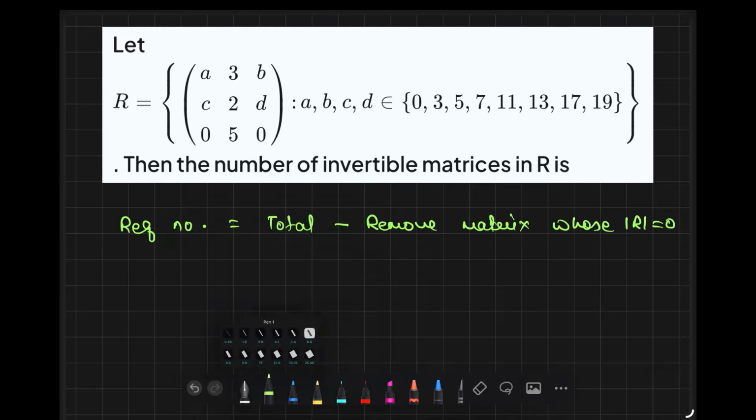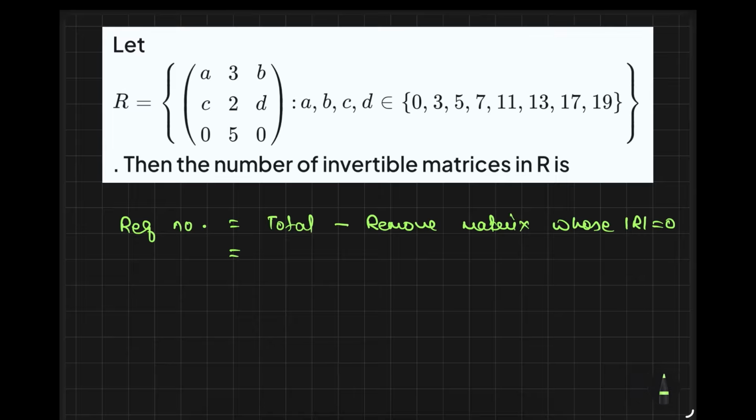Now if you talk about the total number of matrix, if you observe, this is A, C, B and D. So there are four variables and there are how many elements? 2, 4, 6, 8. There are 8 elements. So in place of A there are 8 possibilities, in place of B there are 8 possibilities, C, 8 possibilities, D, 8 possibilities. So this many things are possible.